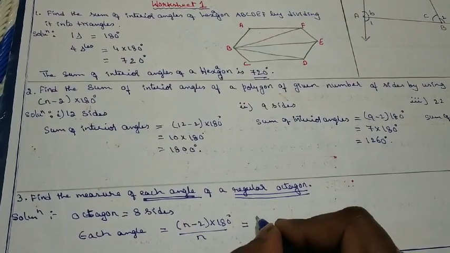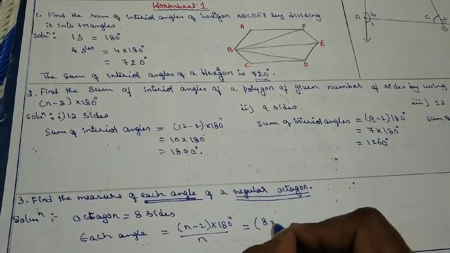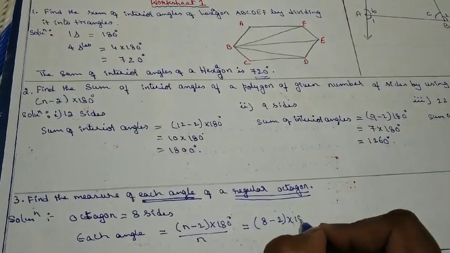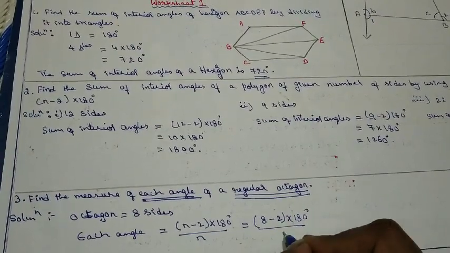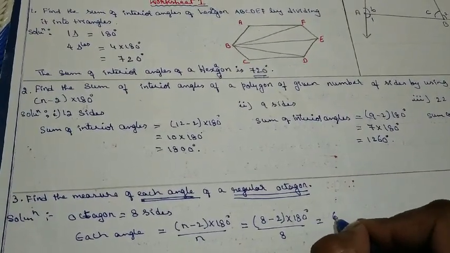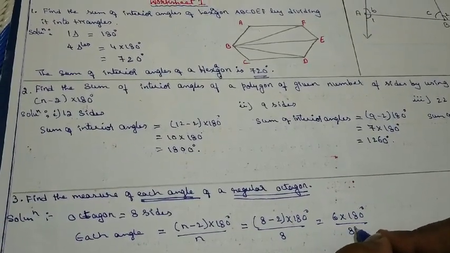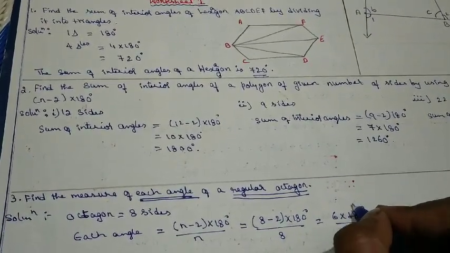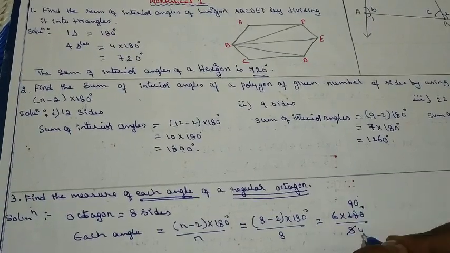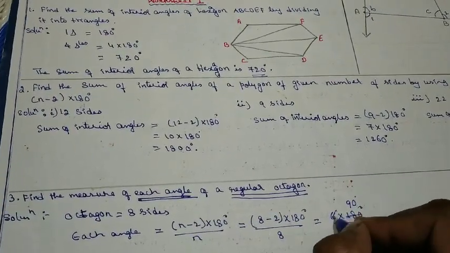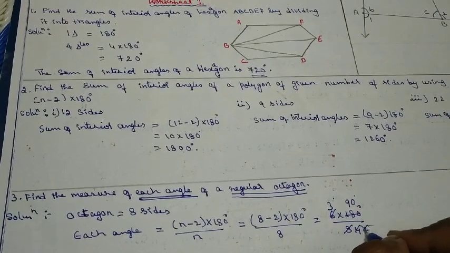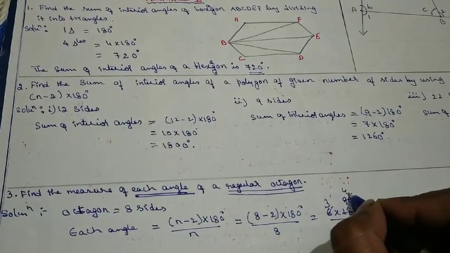Then substitute the value of n. n is nothing but the number of sides. (8 minus 2) into 180 degrees divided by 8, which is nothing but 6 into 180 degrees divided by 8. Then 2 fours are 8, 2 nines are 18, 0 as it is. Then 2 twos are 4, 2 threes are 6, then 2 ones are 2, 2 fives are 10, giving 135 degrees.